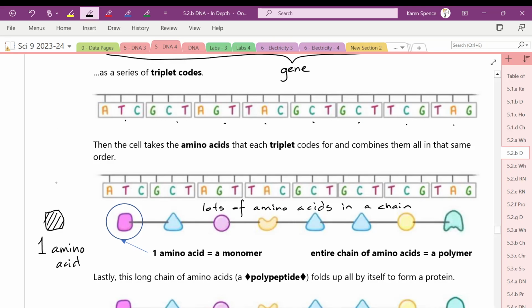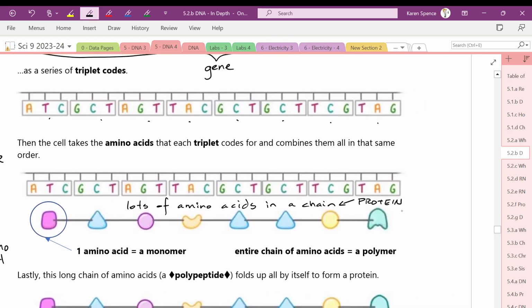The amino acid is a monomer. And we stick them all together in a chain. We get a protein, which is a polymer.